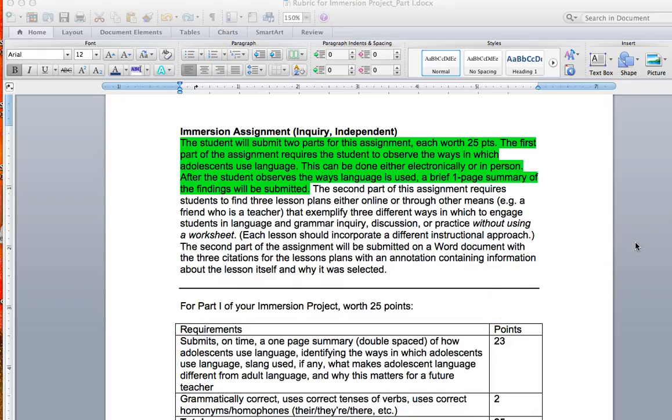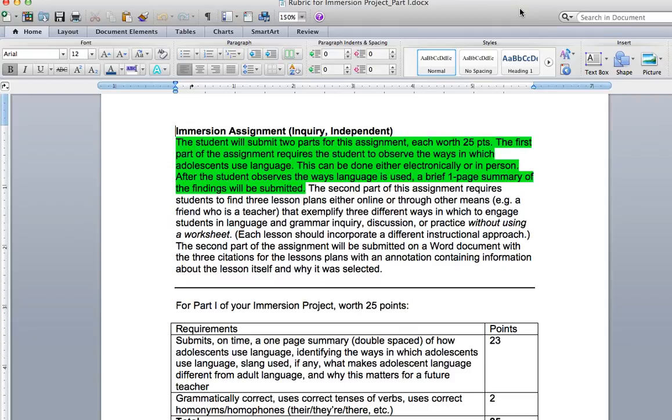What you'll do is you'll observe the ways in which adolescents use language. Different people have different definitions of what an adolescent is. For this particular assignment, we're talking about kids 6th through 12th grade, so about 11 years old to 18 years old. Some people feel like adolescence moves into young adults up to 20 years old. Some people say it starts in teenage years. For this purpose, we are going to be looking at language that 6th through 12th graders use. You don't have to use all of those grade levels.